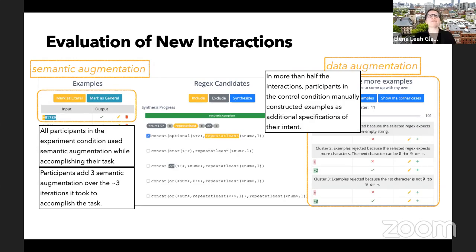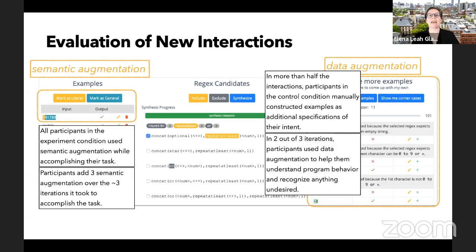So in more than half of the interactions, participants in the control condition manually constructed examples as additional specifications of their intent. Without data augmentation, they were constructing additional examples, right? There was that instinct to do it.